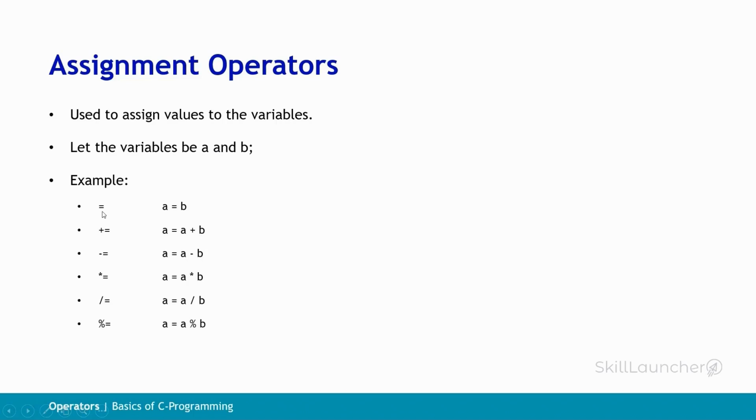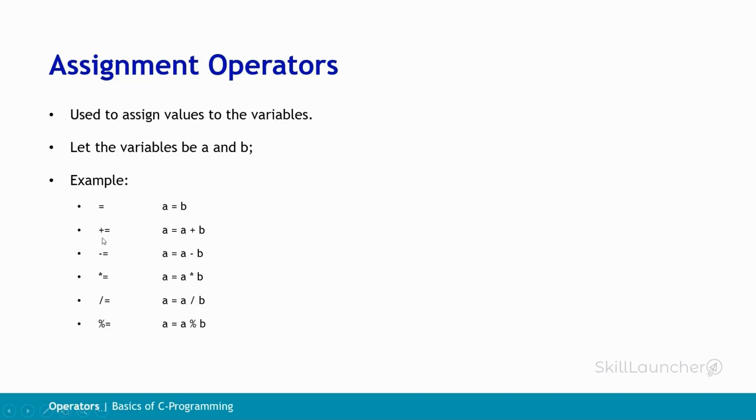So if we use the assignment operator, that is a equal to b, the value of b will be assigned to variable a. It is interesting to know that the left hand side of the assignment operator should always be a variable. It cannot be a constant, because it makes no sense if we write 5 equal to b and the value of b is 10.